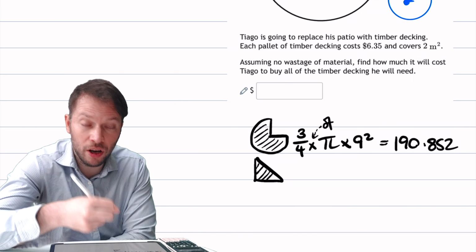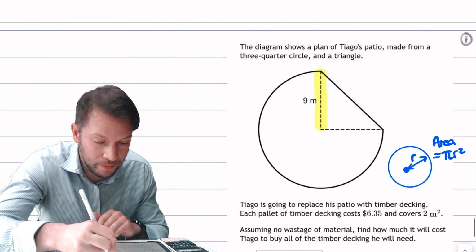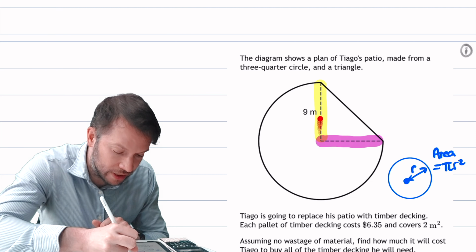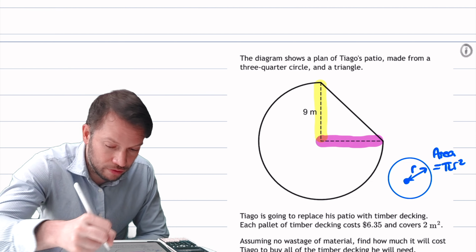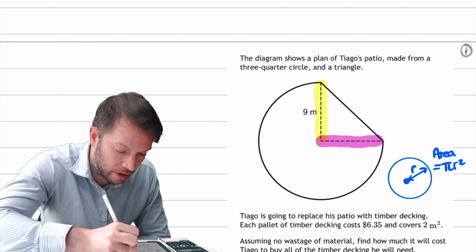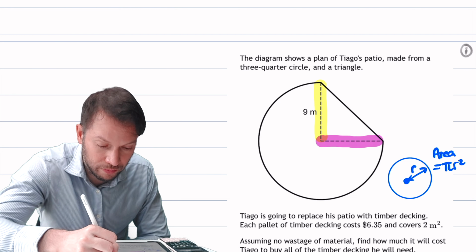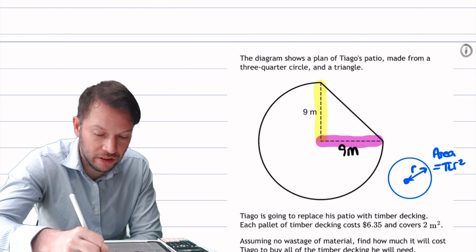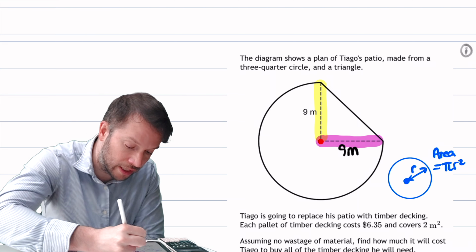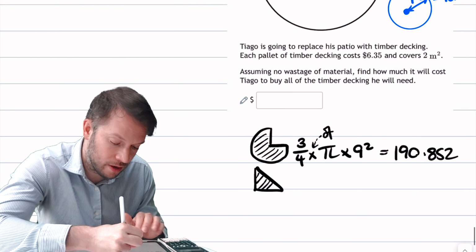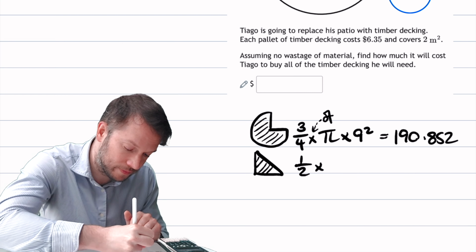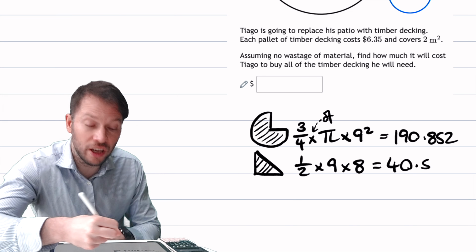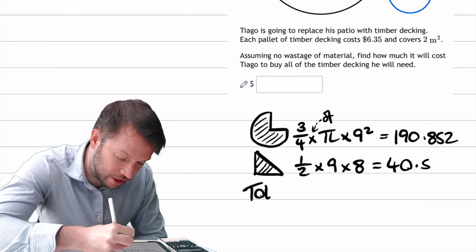Remember, the area of a triangle is half times base times height. Now, we can use this as the base of the triangle, and then this is the perpendicular height. Now, if that's the radius of the circle of 9, well, that is also the radius of the 3/4 of the circle, so that's going to be 9 meters as well. So half times base times height will be half times 9 times 9. So let's do that. Half times 9 times 9, which is 40.5.